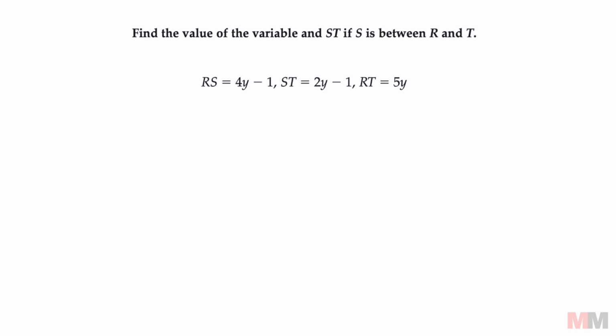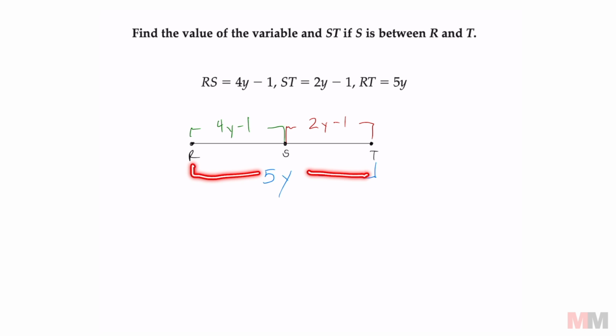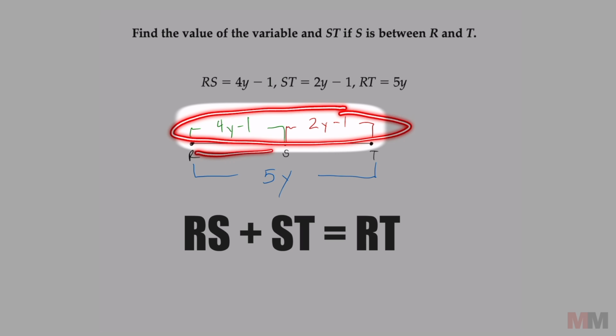All right, let's go through this. S is between R and T once again, so pop in the S in the middle, and let's label some stuff. RS is now 4y minus 1. ST is 2y minus 1. And this time, the second piece of information, R through T, has the expression 5y. So this is much different from the first example, because in this one, RT is the one that has two pieces of information on it, and both of these together make up RT.